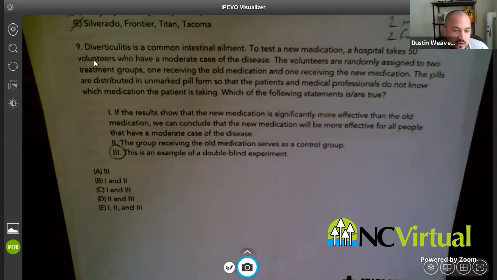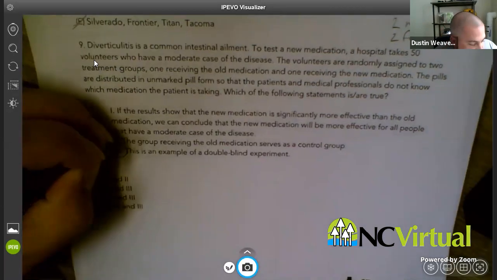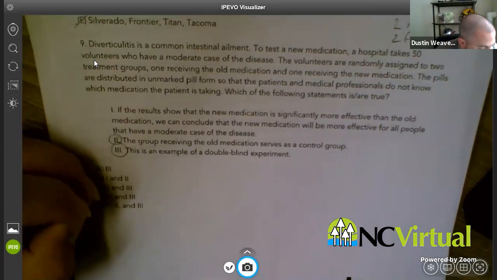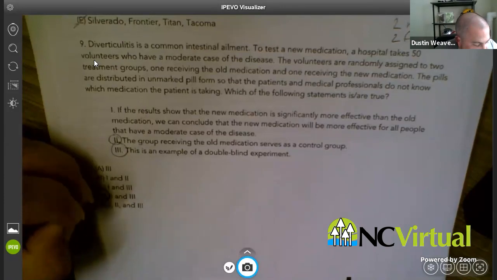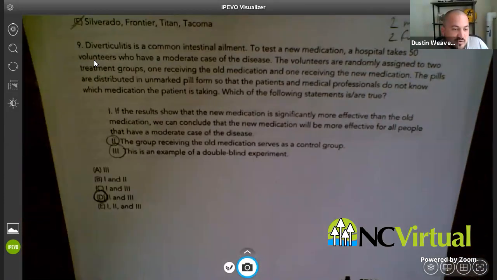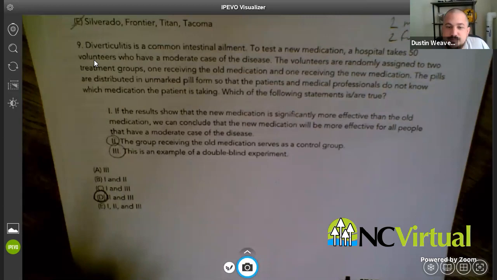Number 2, the group receiving the old medication serves as a control group. Is that true? So you have the treatment group getting this new medication. Do we have a control group that is getting the old medication? We absolutely do. So 2 is correct. And so that makes the answer D, which is answer choice 2 and 3.